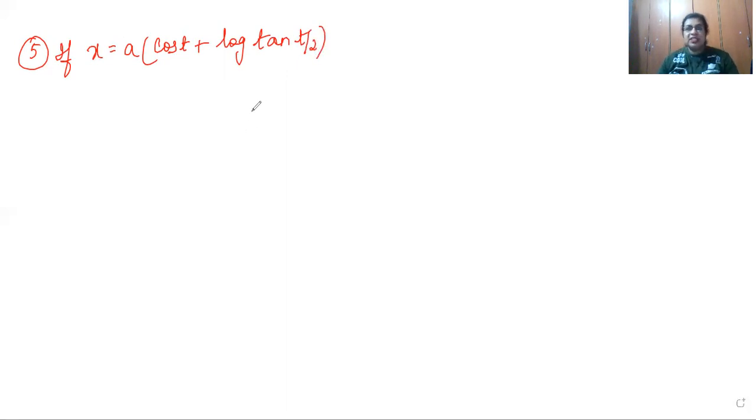The question number 5. Okay, so now here you will get that type of question, and it is very, very important, as I can tell you. Okay, so suppose you have x. So if x is equal to a into cos t plus log of tan t by 2. Okay, question looks a little complicated, but it is easy. I will tell you step by step. And y is given to you, a sine t. Prove that dy by dx is equal to tan t.